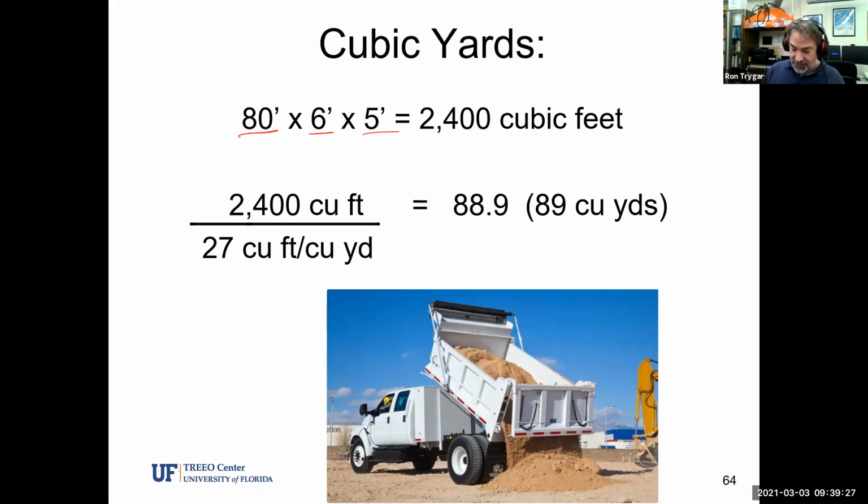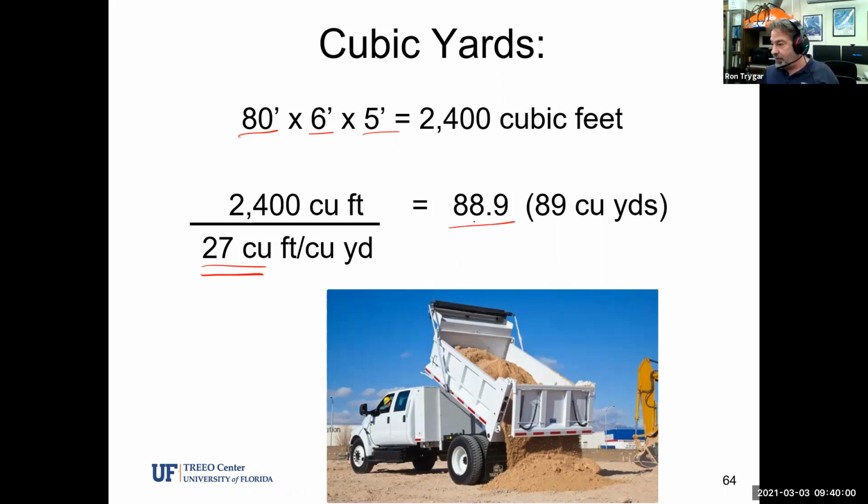So 80 feet times 6 feet times 5 feet. I got 2,400 cubic feet. Remember, that's how we do cubic feet. That's volume, basically the volume formula. Now what we need to do is convert the cubic feet into cubic yards using the 27 cubic foot conversion factor. So 2,400 cubic feet, divide that by 27 cubic feet per cubic yard.